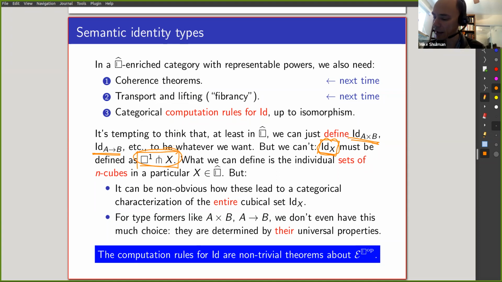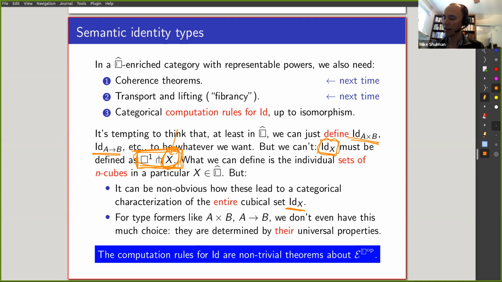What we get to define is this cubical set X. So we get to define the individual sets of n cubes in X, but it's not completely obvious how that leads to a characterization of the entire cubical set of this thing here. There is a nice formula for this thing, just given by shifting dimensions, but that doesn't necessarily translate to a characterization of that whole thing in terms of categorical operations in the category of cubical sets or cubical objects, like pi types and so on.